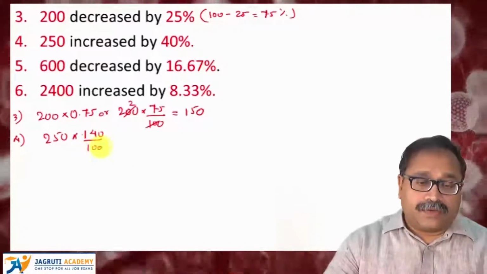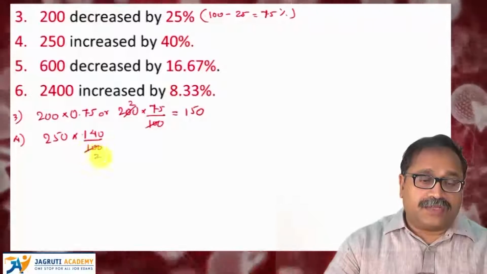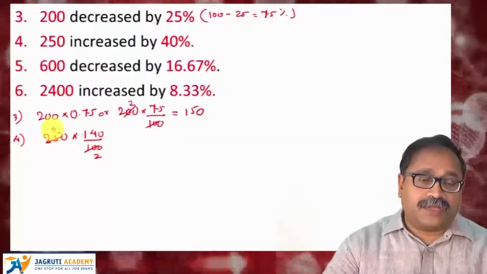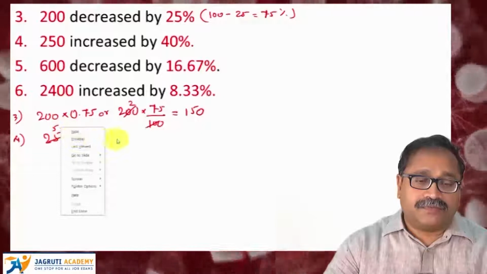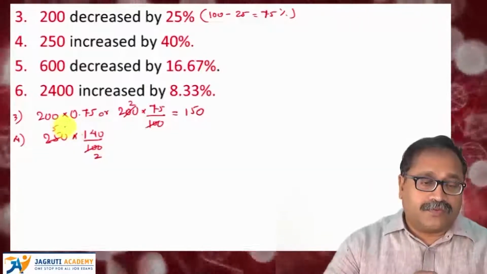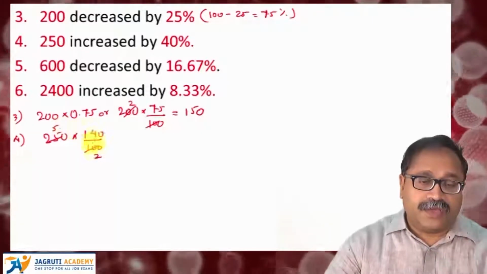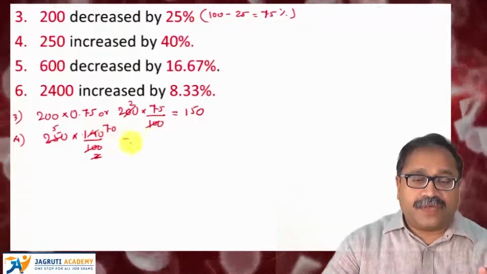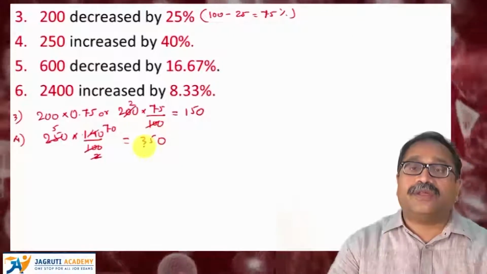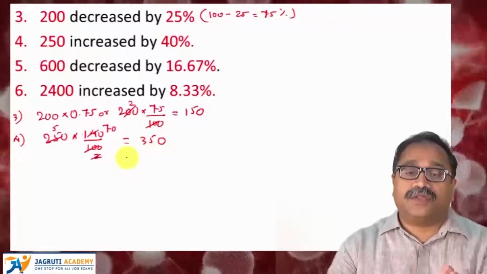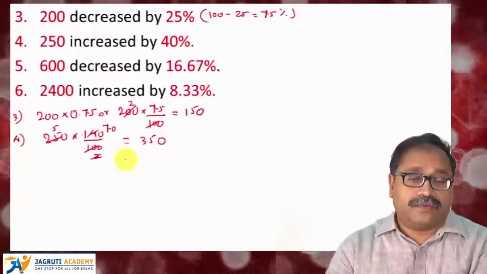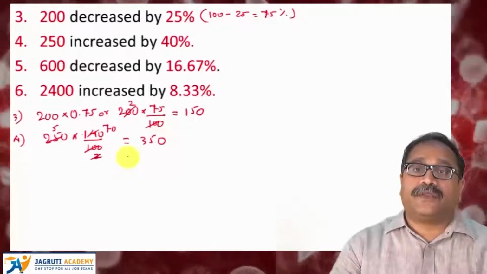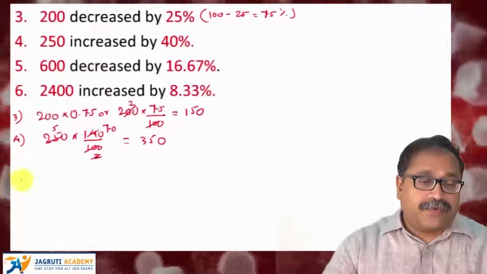Now as I can see, 50 gets cancelled 5 times with 250, and 100 gets cancelled with 140 to give 7 times. So 7 times 5 is 35, which means 350 is the end result, the increased value. Is it increased? Yes, increased value. Similarly, the fifth one.